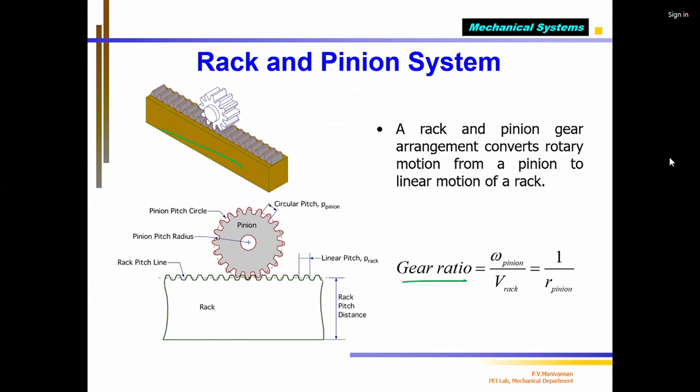If I say both are this one, gear ratio equals omega of the pinion gear, the speed of the pinion gear, divided by the speed of the rack. This is angular velocity omega, this is linear velocity, equal to 1 divided by r pinion, where r pinion is the radius of the pinion gear. Correct? The gear ratio of the rack and pinion is nothing but 1 divided by the radius of the pinion gear. This we will see frequently.